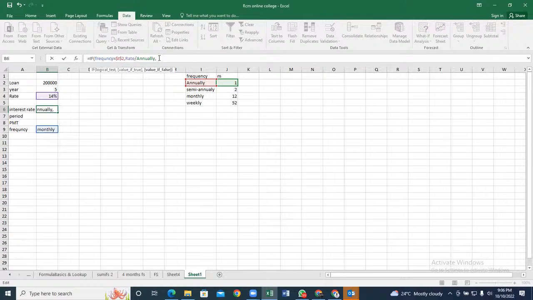Do we type rate and annually or select? They are already there. You just select them. We created them when we were doing what we call name creation. We were defining the names. So we defined the name of the cells. But if you are not able to define the name of the cells, well and good, you are going to use what we call cell referencing. You are going to lock everything. You are going to use the dollar signs.